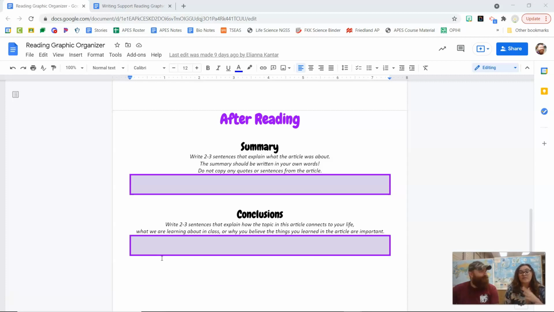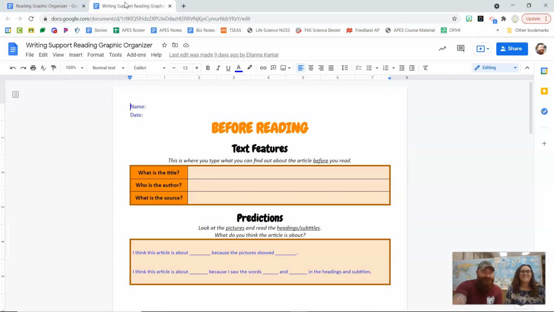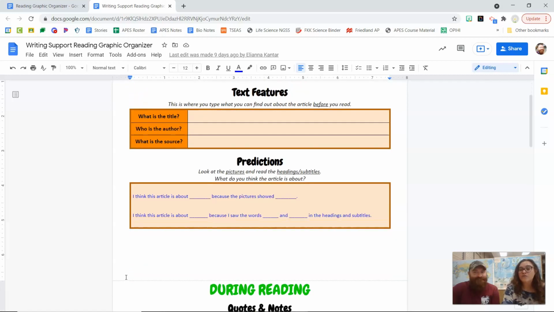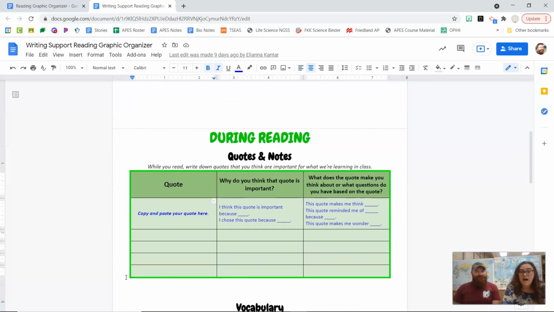If you are working with language learners, struggling readers, or struggling writers, or if you just want to provide your students with a little bit of extra support, we do have a second version of the same graphic organizer. That just includes some frames to help students get started with their writing, like how to frame their predictions when they're writing them as a complete sentence.